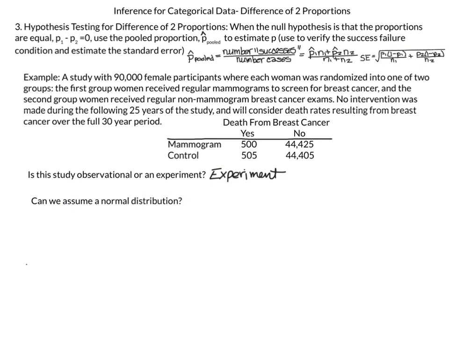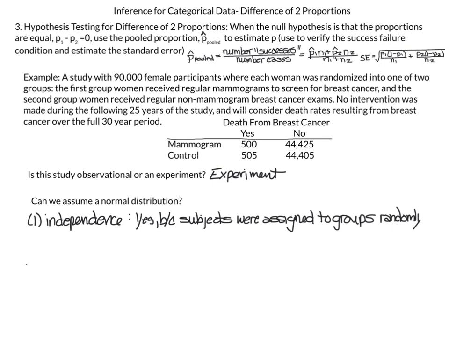Can we assume a normal distribution? We're going to check for two things. The first is independence, and we will say yes because this is one where the treatment and control group are assigned randomly. So it's independent.